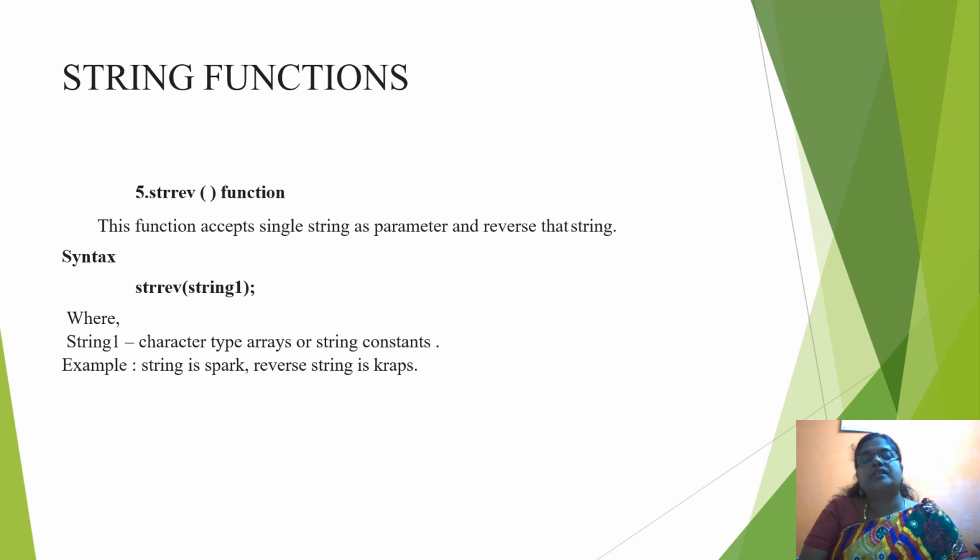The strrev function accepts a single string as a parameter and reverses that string. strrev(string1), where string1 is a character type array or string constant. For example, if the string is spark, the reversed string is kraps.